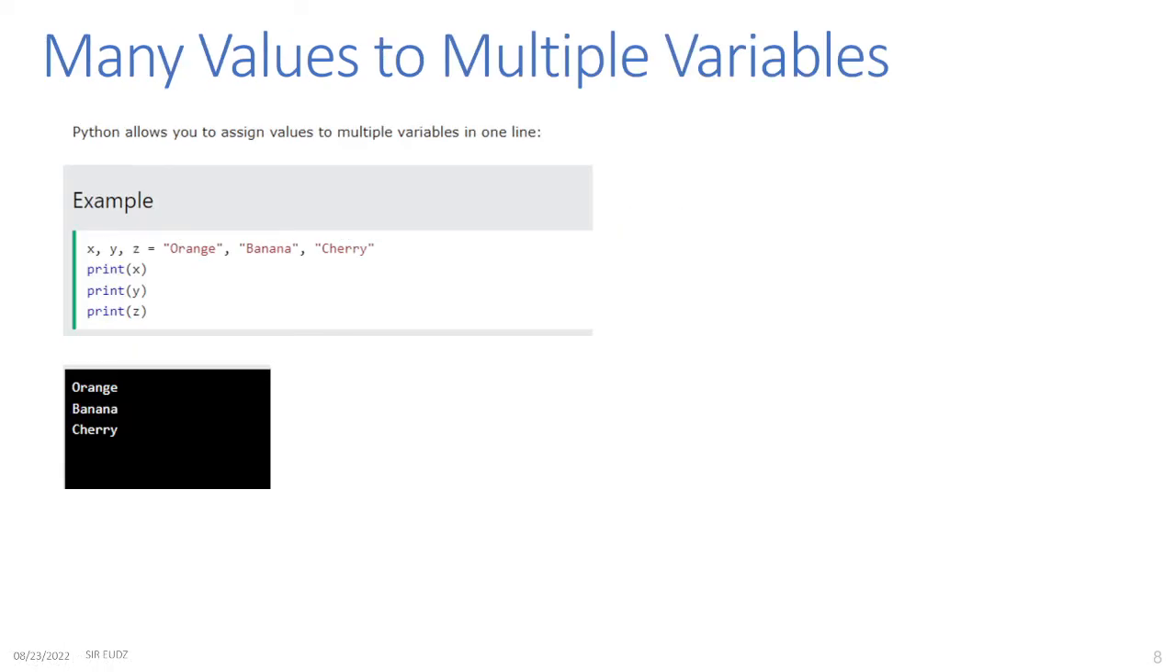Many values to multiple variables. So how can we assign several values to several variables? We can do this: x, y, z = orange, banana, cherry. That means that orange will be assigned to x, banana will be assigned to y, and cherry will be assigned to z. Once we print x, print y, print z, the first one will print orange, that's the output here. Print y will print banana, then print z will print cherry.